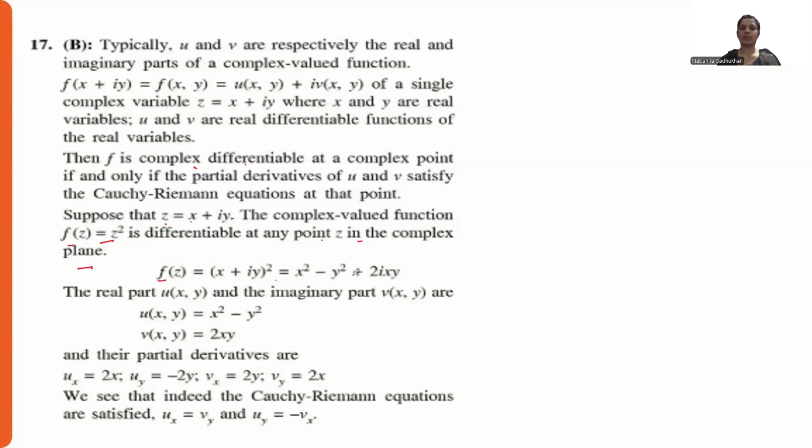That is going to be x squared minus y squared plus 2ixy. Now this u is the real part and v is the imaginary part. So these are given by this, and their partial derivatives are these. So from there we can say that the CR equations are satisfied and they are given by this, right?